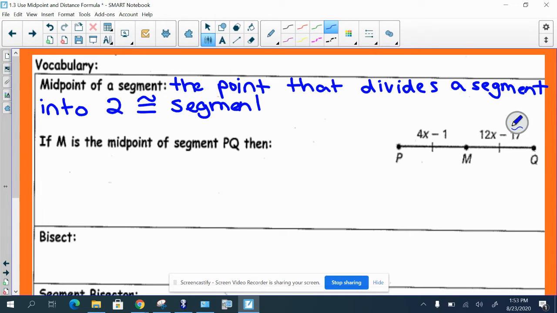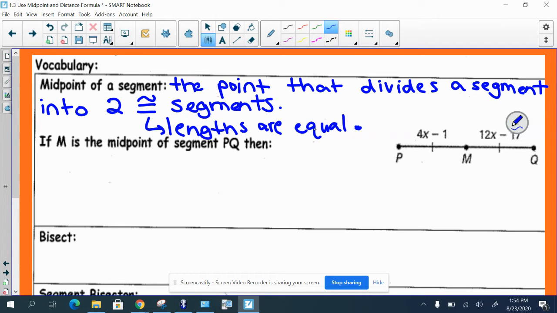And congruent just means that the length of the two segments is equal. So congruent means that the lengths are equal. Remember last lesson we talked about congruent segments, equal length. Congruent segments, equal length. Okay, and this brings us back to the Padlet discussion.